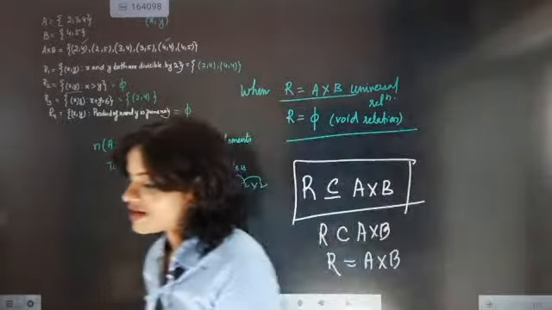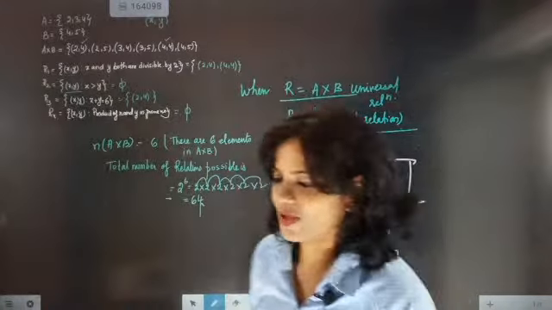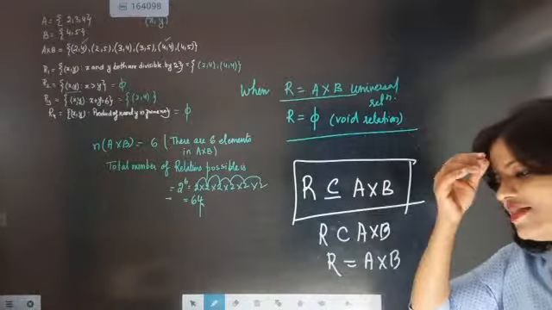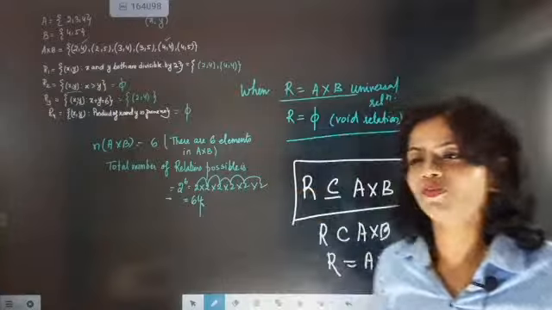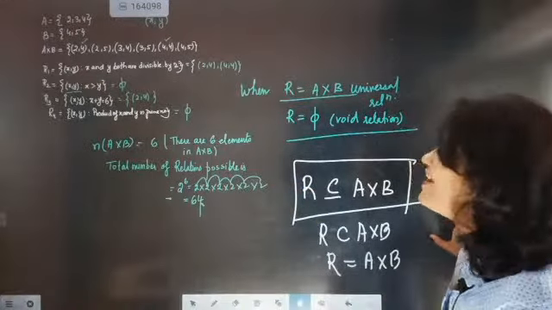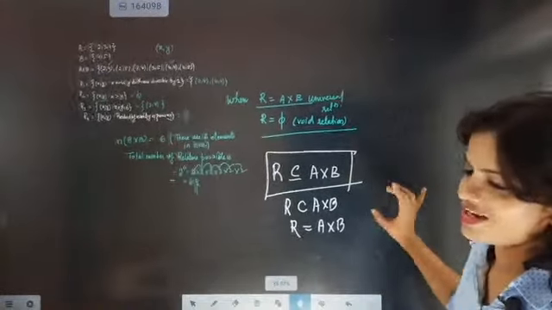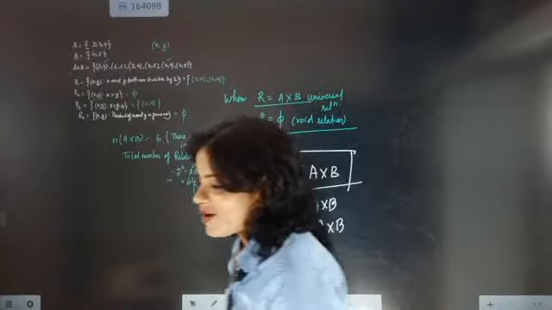Whenever we are saying that A is related to B, then one element will be there and that element will be a part of relation.